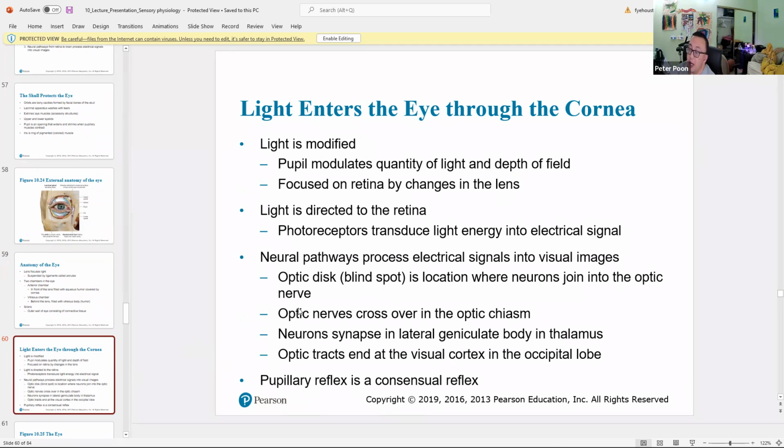You have a blind spot. In a physiology lab, you'll learn where your blind spot is, where the neurons actually join the optic nerve. The optic nerve crosses over at the optic chiasm, and hopefully you guys will understand why that's important. The neurons will synapse in the nucleus of the thalamus, and then the optic tracts end at the occipital lobe. Then the pupillary reflex is not needed for this class.